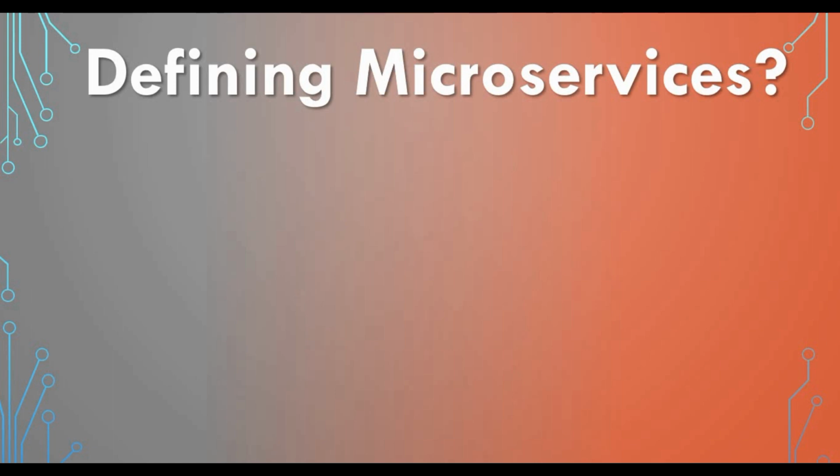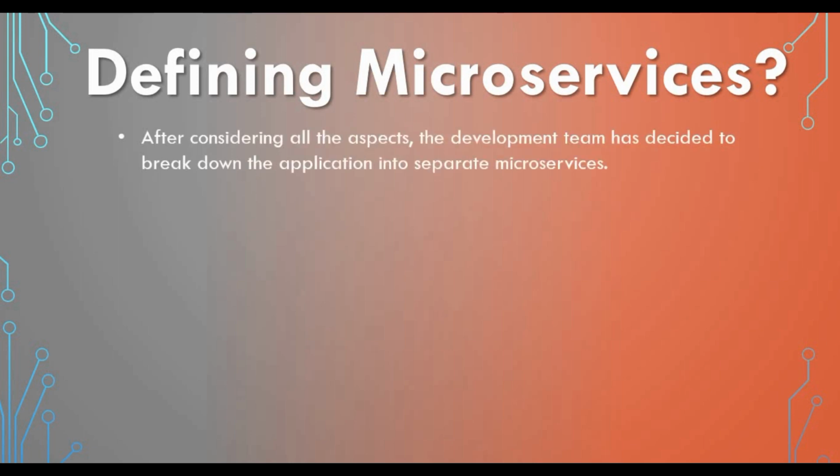Now let's see how we can define a microservice. So, defining microservice, let's consider all the aspects. We have considered whatever we discussed as part of monolith, and considered all the aspects, and the team has decided they will break down this application into separate microservices. So now we know, with the lot of features we have, there are a lot of microservices we can create from that.